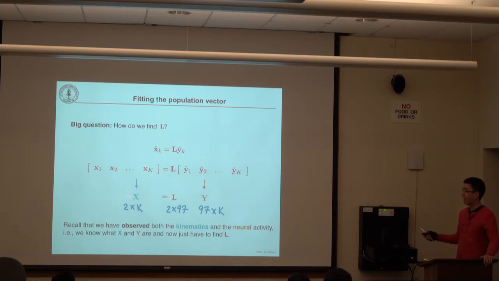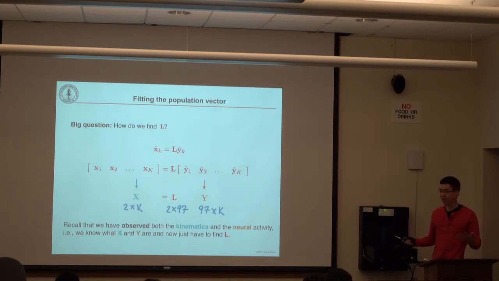And so these X and these Y matrices are very, very big, or they're very, very fat. They have 2 by, say, 10,000 time points. So this is a 2 by 10,000 matrix. This is a 97 by 10,000 matrix. And because we've observed the monkey's velocities and the corresponding neural activity at every single time point k, we know exactly what this X matrix is, and we know exactly what this Y matrix is. They were given to us by this experiment. And so now that we know what X and Y is, all we have to do is just find L.